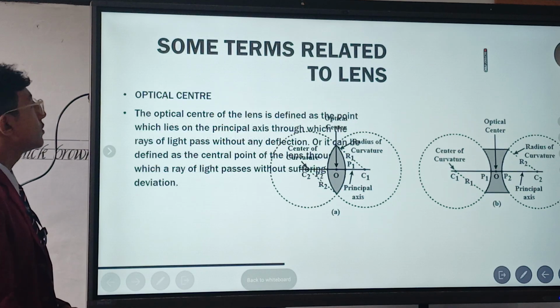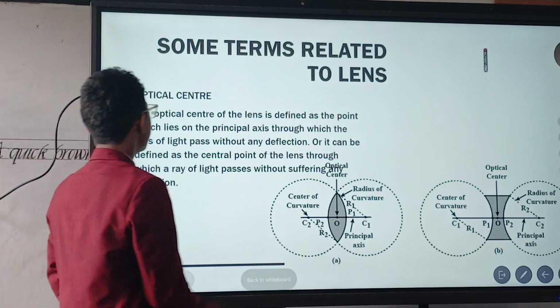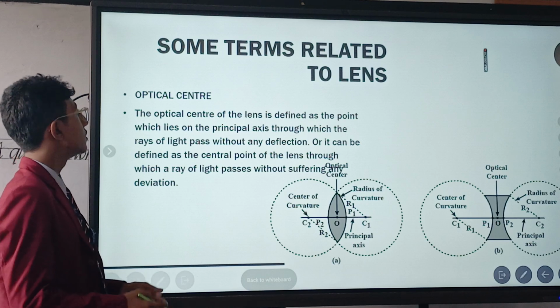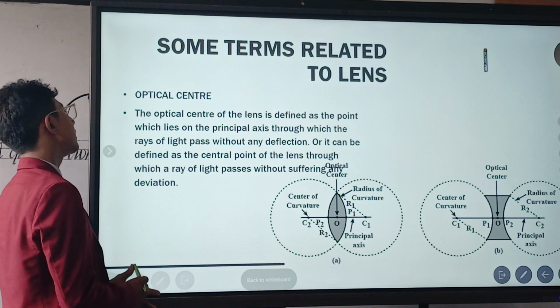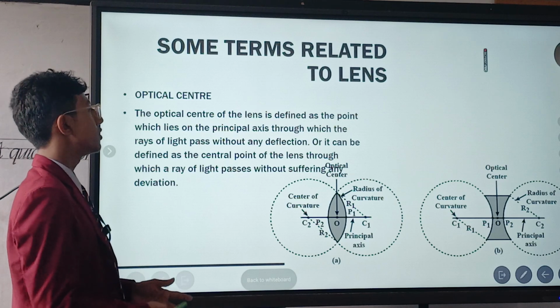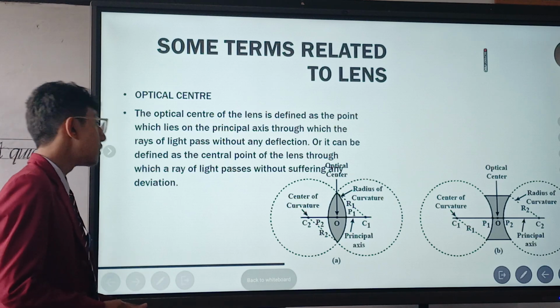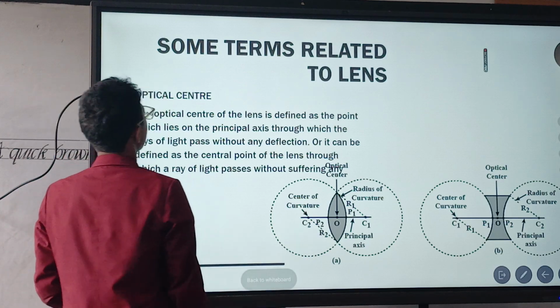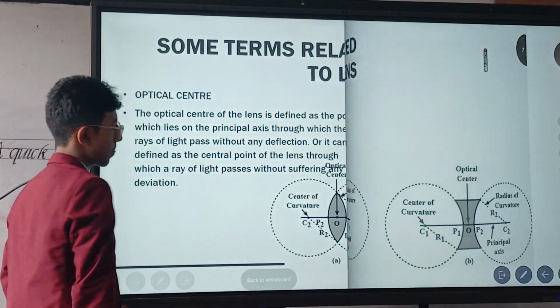So next one is some terms related to lenses. Optical center. The optical center of the lens is defined as the point which lies on the principal axis through which the rays of light pass without any deflection, or it can be defined as the central point of the lens through which a ray of light passes without suffering any deviation. So here is the picture of the optical center also.